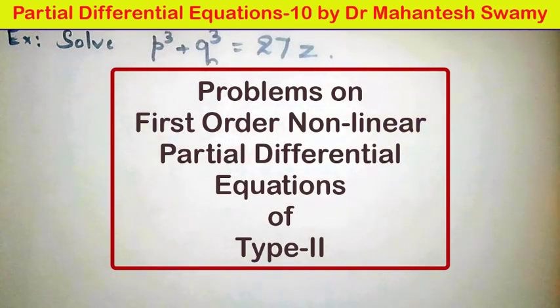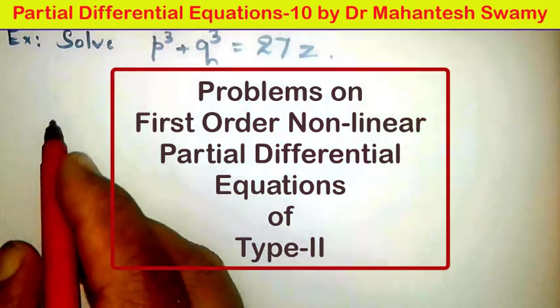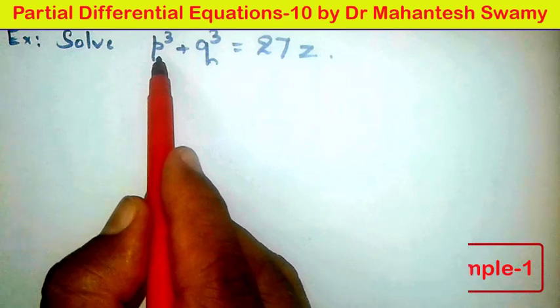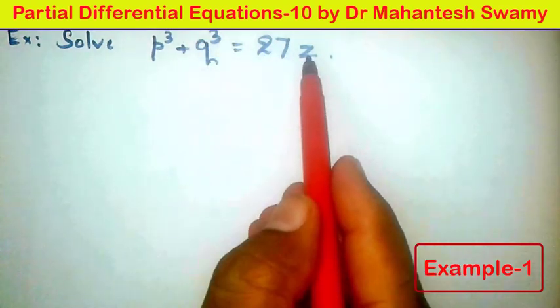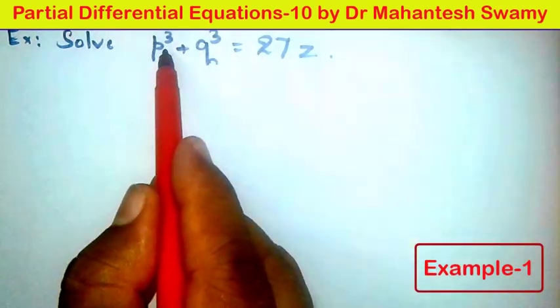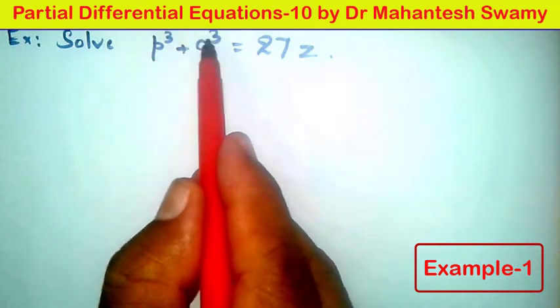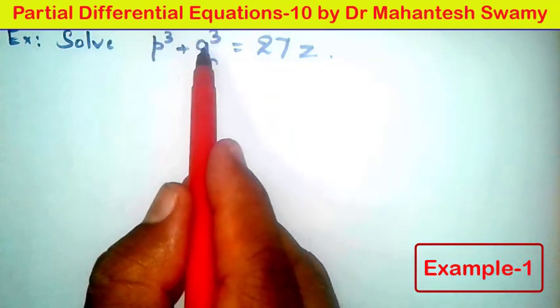Hello everyone. In this video we shall discuss the solution of a few more examples of type 2 partial differential equations which are non-linear and of first order. So here is the first example, p cube plus q cube equal to 27z. We observe here that these two are the non-linear terms and they are of the first order.